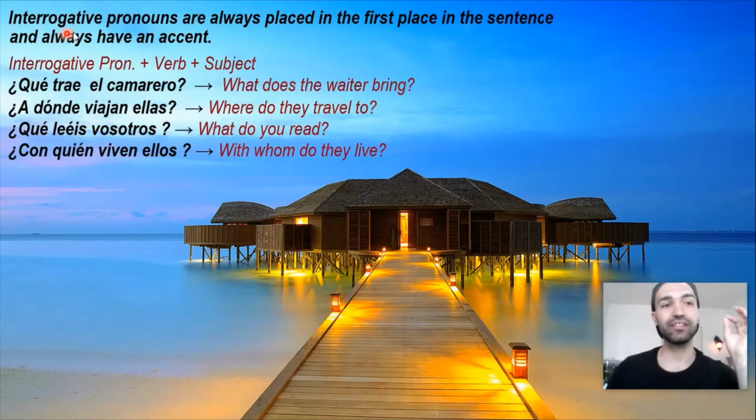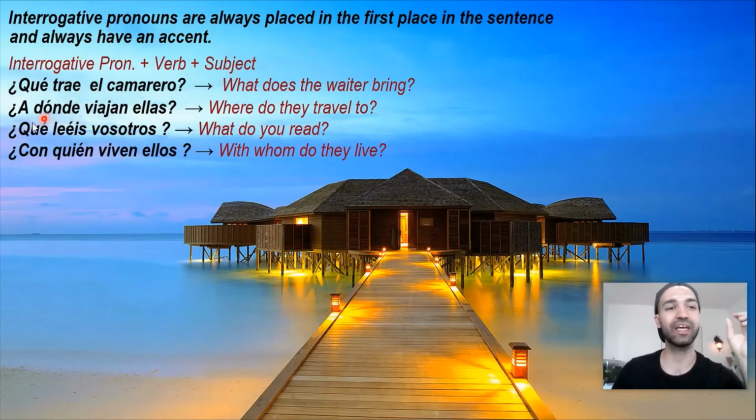And finally, the interrogative pronouns are always placed in the first place in the sentence and always have an accent. So when we have an interrogative pronoun, for example, what, where, with whom, why, then the interrogative pronoun will come first in the sentence, before the verb and before the subject. For example, ¿Qué trae el camarero? What does the waiter bring? ¿Qué is the interrogative pronoun, trae is the verb, and el camarero is the subject.